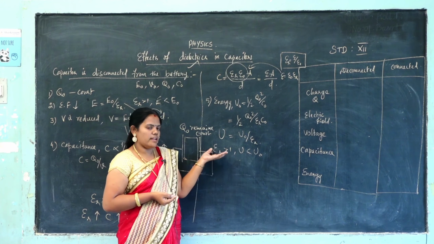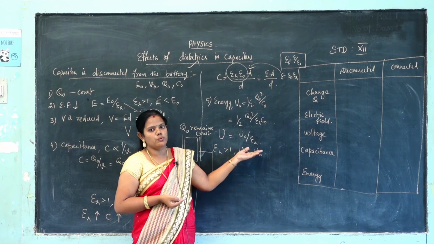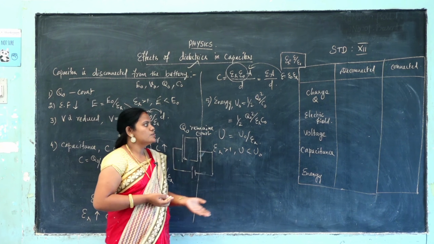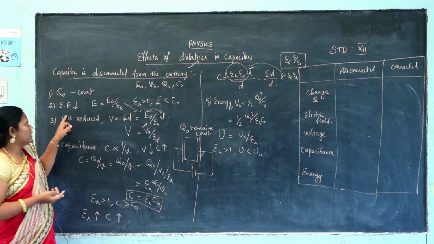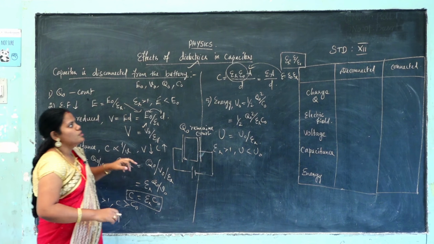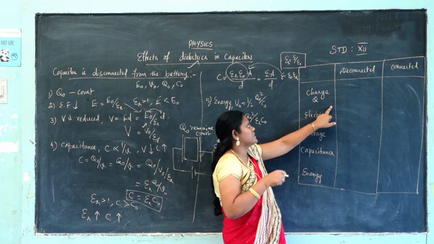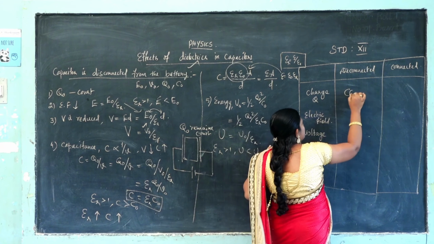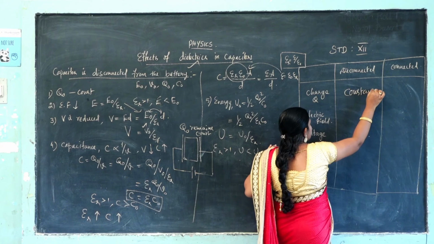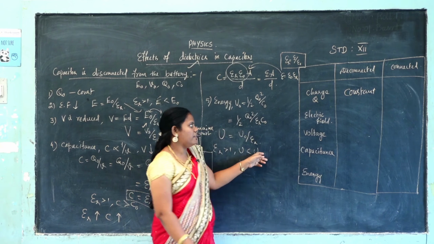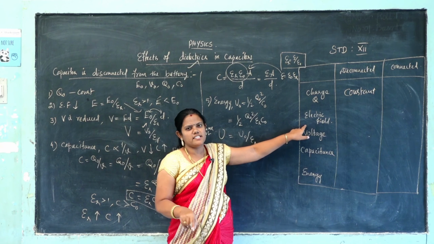If the electric field becomes greater than the initial electric field, the energy will decrease relative to the initial energy. So there is nothing else here: the charge must be constant. You have to disconnect the battery and insert the dielectric into the capacitor for the charge to be constant. Okay, charge is constant, and then will the electric field increase or decrease, ma?